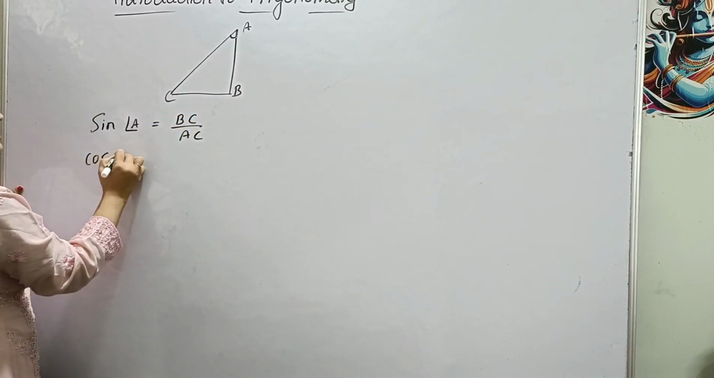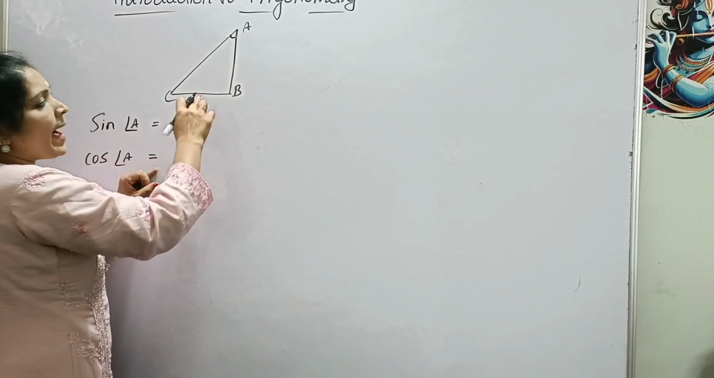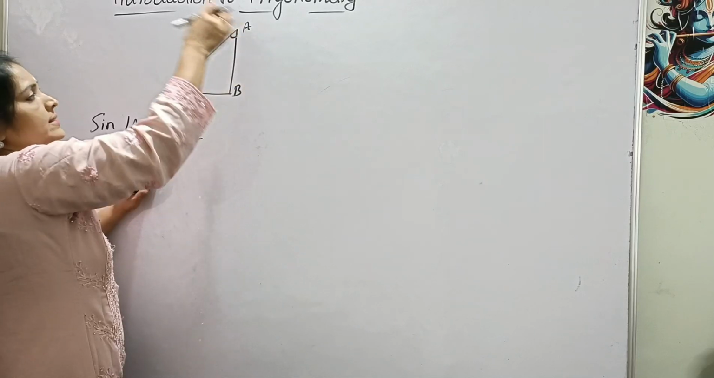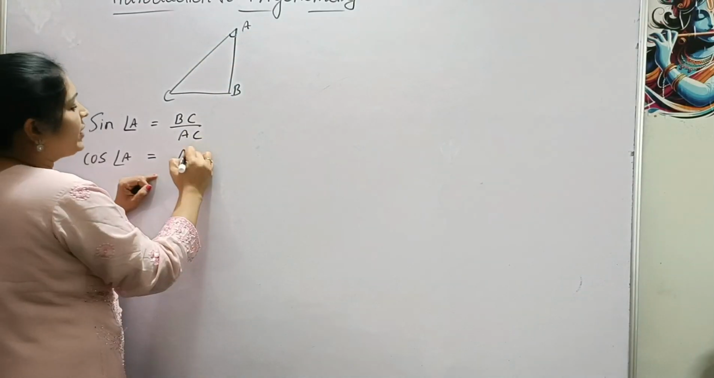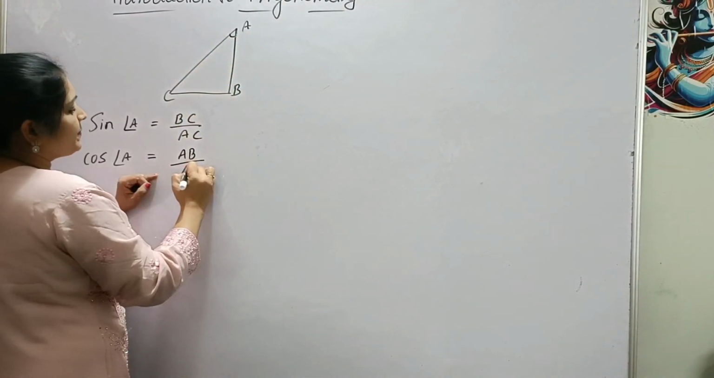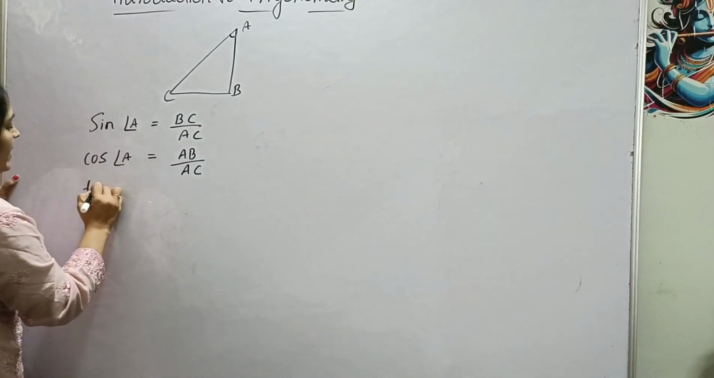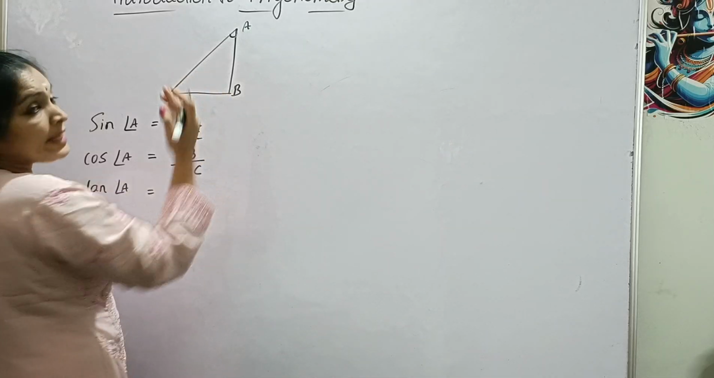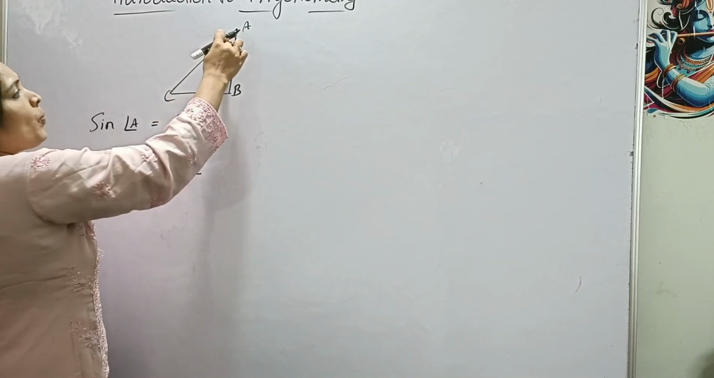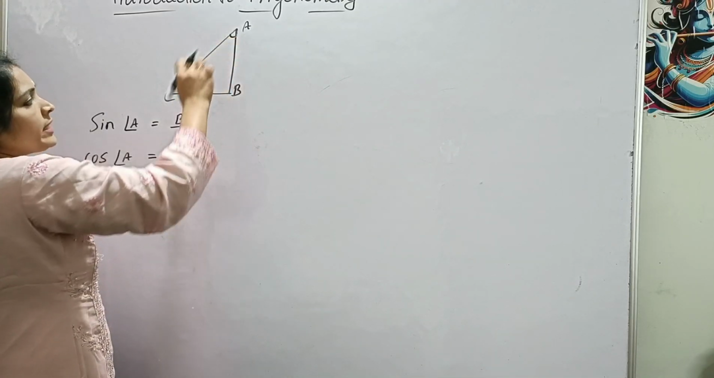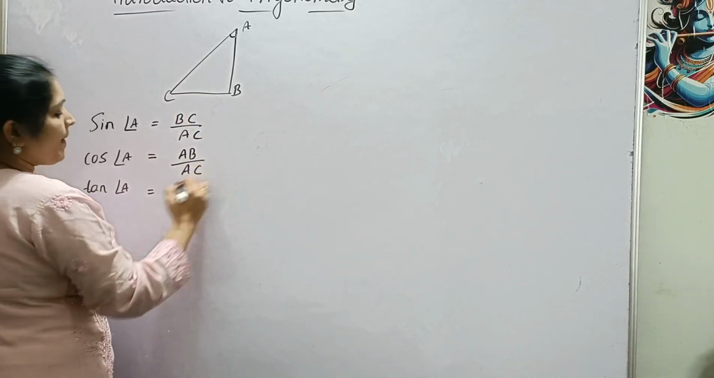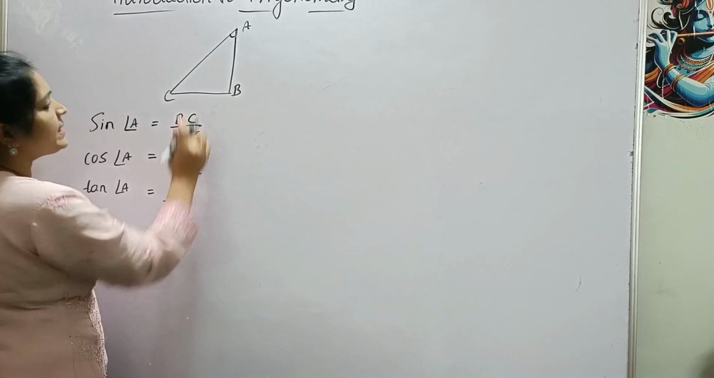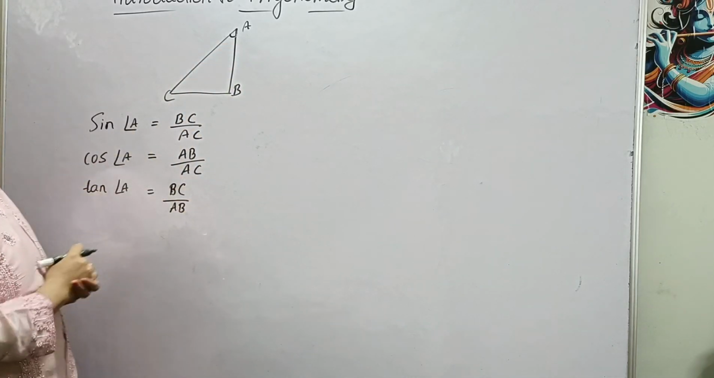Then what is cos A? Cos A is adjacent side divided by hypotenuse. Here the adjacent side is AB, so AB divided by AC. Then what about tan A? Tan A is equal to opposite divided by adjacent. For angle A the opposite side is BC and the adjacent is AB. So BC by AB.